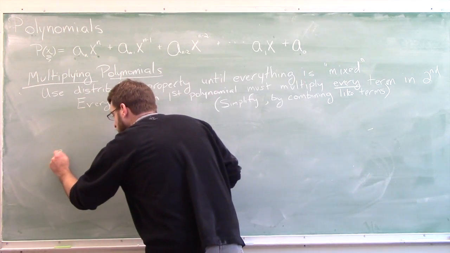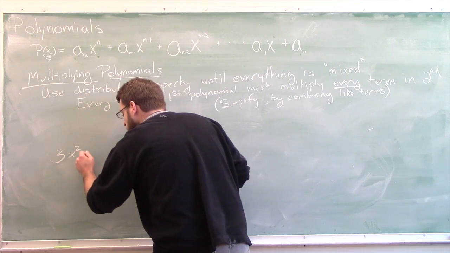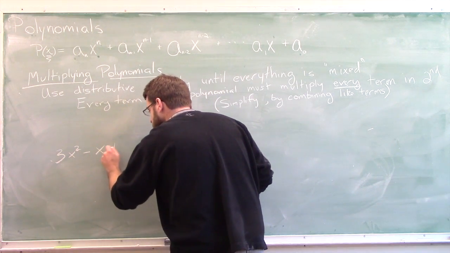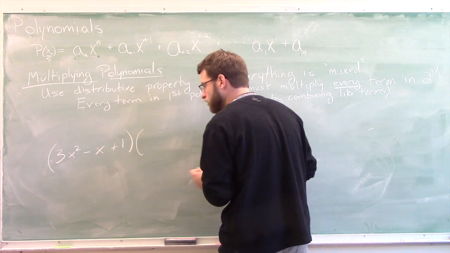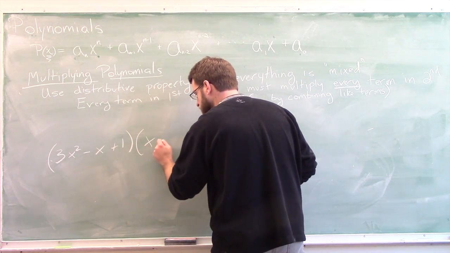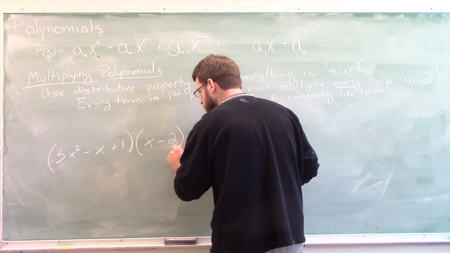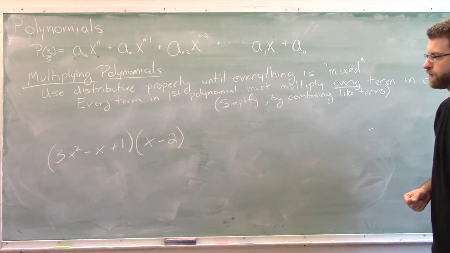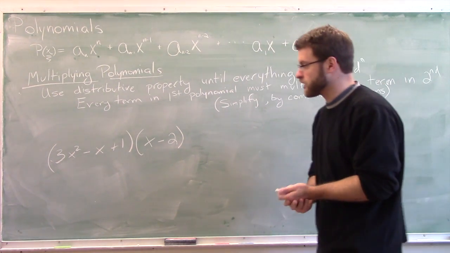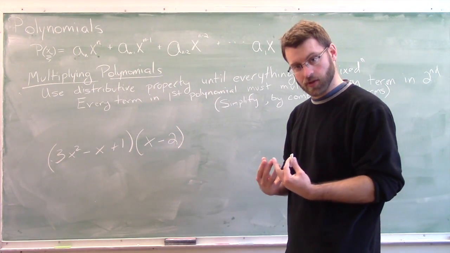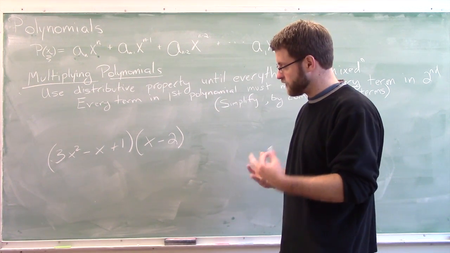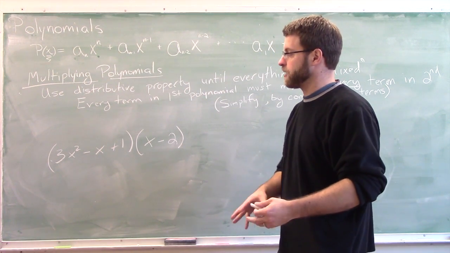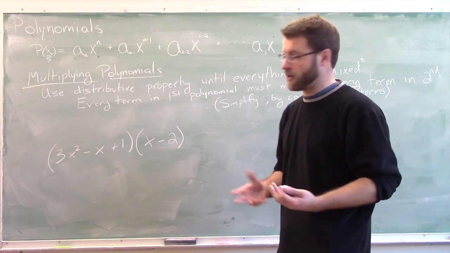So let's make, how about 3x squared minus x plus 1. And as our second polynomial, maybe we'll do x minus 2. Okay. So, just like before, I want to use the distributive property to help split these things up into their various pieces. And then I'm going to combine all the results and see what happens.